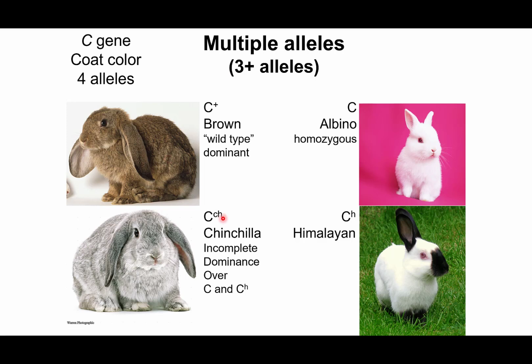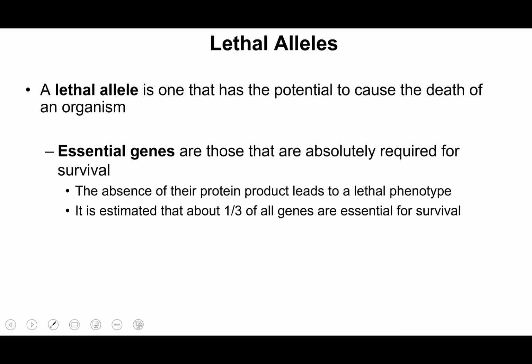There's the chinchilla allele, that is showing incomplete dominance over brown and Himalayan. We have the Himalayan that we talked about. This is another allele, right? It causes that temperature effect. And we can also have the mutant albino, in which we get a solid white. Only occurs when we're homozygous C. So 4 different alleles, and depending on the combinations you can have a lot of different phenotypes.